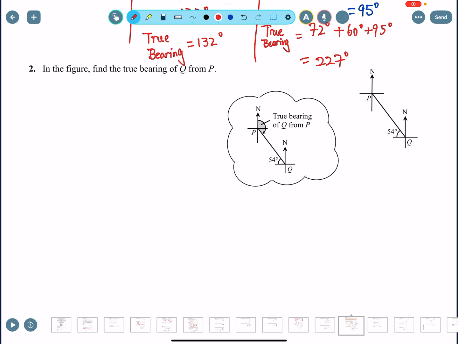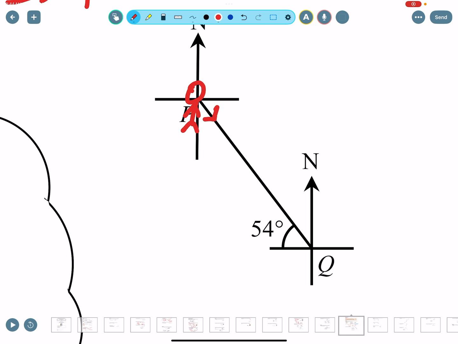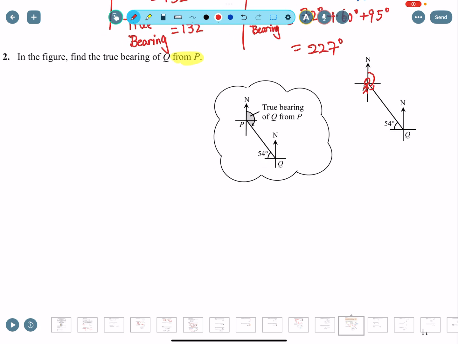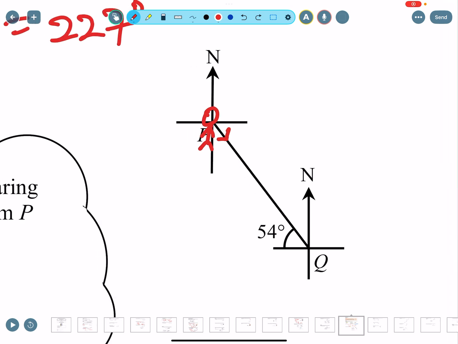Next, find the true bearing of Q from P. So in this question, you don't know where you are going to start from, where you are at. That's why this is very important. From P means you are at P, looking at or going to Q. So the angle that you need is the angle from P, which starts from the north. So we gotta try to find that angle, but they only gave us an angle from here, right? So it's a bit complicated. We gotta know how to get there.